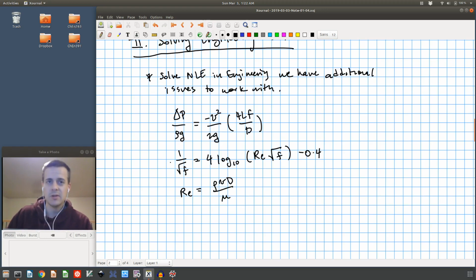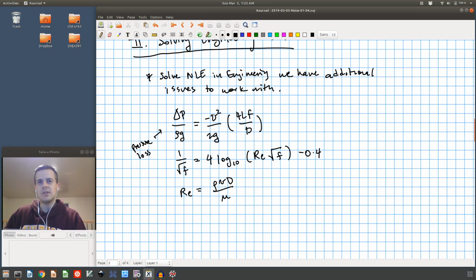One of the hard parts about this class is that if I try to give you some engineering stuff, you haven't learned about it yet. So you don't have to know what this is, but I'll just tell you anyway. This here is pressure loss. So delta P is pressure loss in fluid flowing through a pipe. Rho is the density of the fluid, g is gravitation, V is the velocity of the fluid, L is the length of the pipe, and D is the pipe diameter.